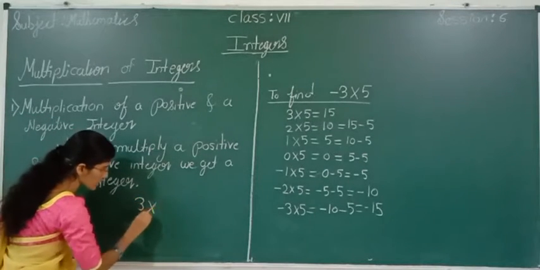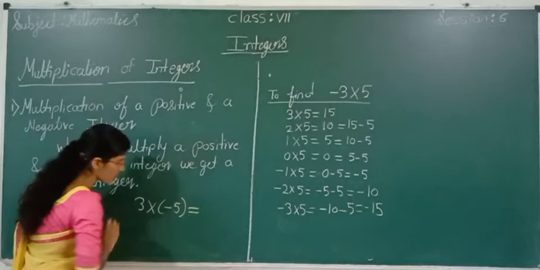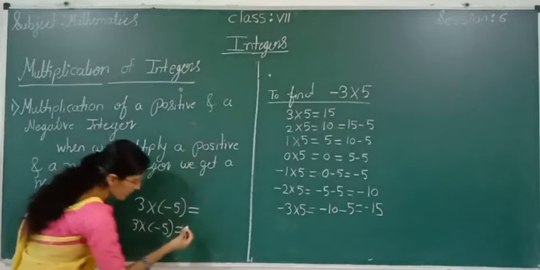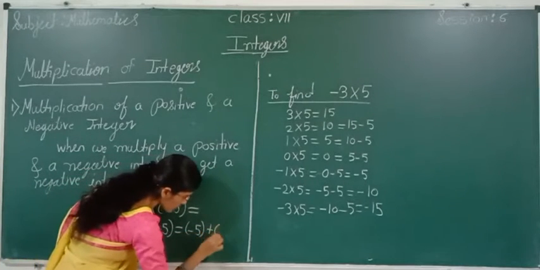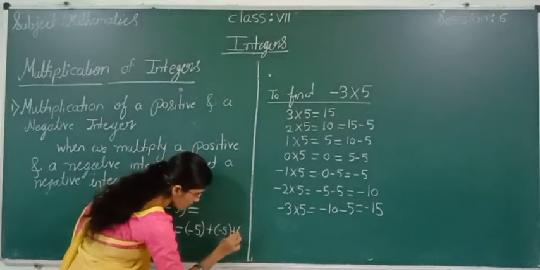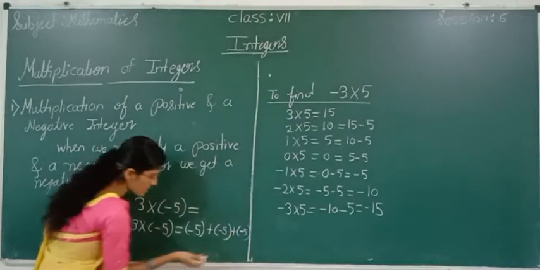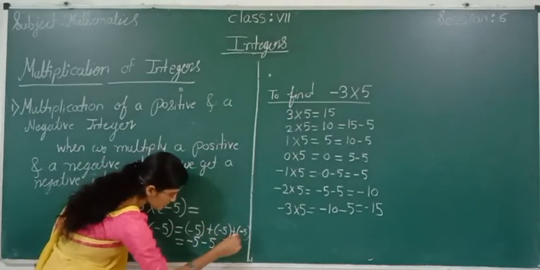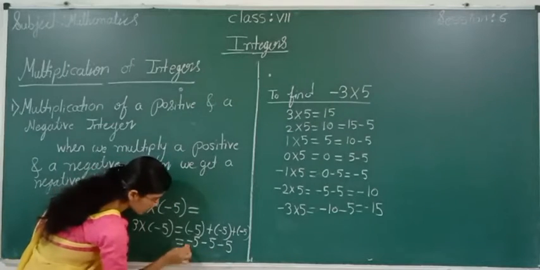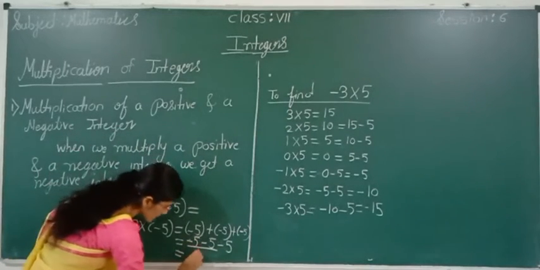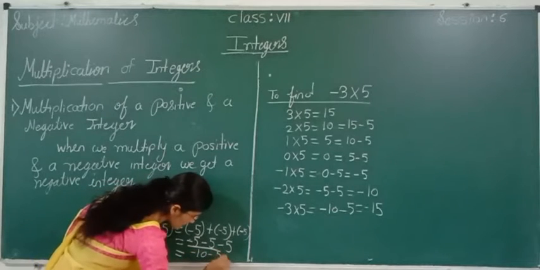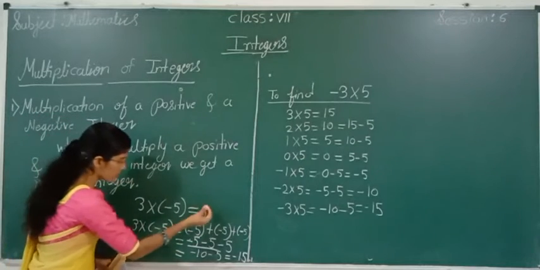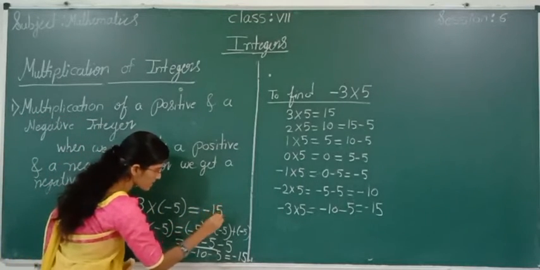If I ask you what is 3 into minus 5, what will you do? 3 into minus 5 is equal to 3 times minus 5. That is minus 5 plus minus 5 plus minus 5. In the last class I told you how to remove this bracket. Plus minus is minus, so minus 5 minus 5 is minus 10, minus 10 minus 5 is minus 15. So the answer we got here is 3 into minus 5 is minus 15.